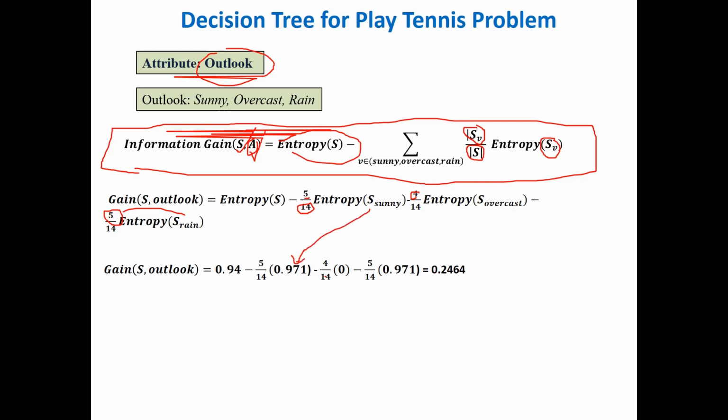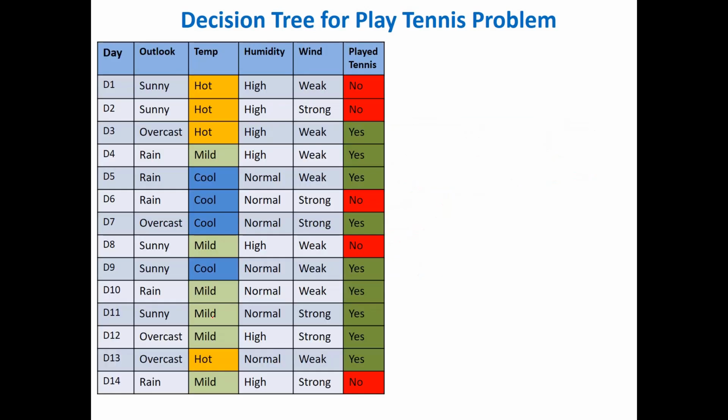It is 0.971, and the entropy of S overcast is 0, and the entropy of S rain is 0.971. So the answer is 0.2464. So the information gain of the outlook attribute over this entire data set is 0.2464. This means the outlook variable has an information gain of 0.2464, and we always calculate information gain from the entropy.